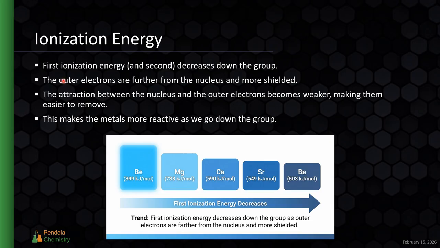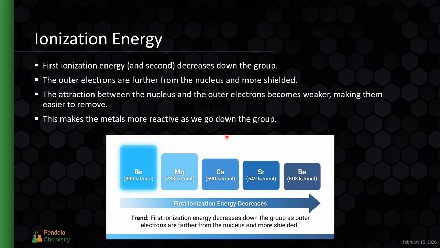As the ions and the atoms themselves get larger and larger, their first ionization energy and second, because we are removing 2 electrons usually here, decrease down the group. Whereas the size of the ion increases, the ionization energy decreases. The outer electrons that we just discussed are going to be further from the nucleus and have more shielding. Because of that, the attraction those electrons feel for the nucleus is going to weaken. The weaker that attraction is, the easier it is to remove those electrons.